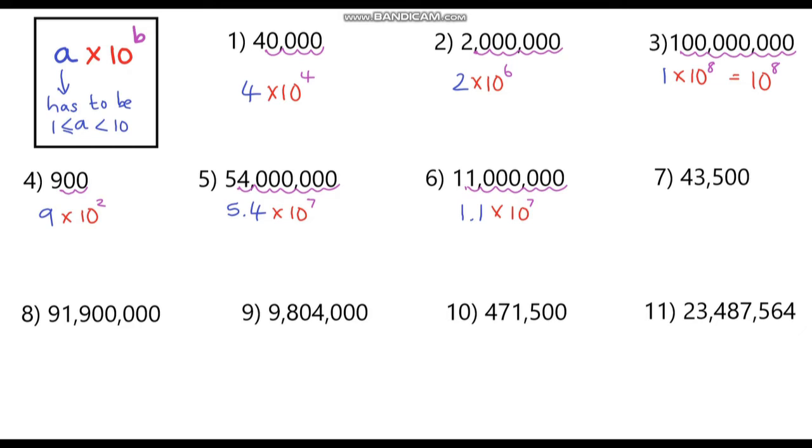Okay, question 7 is 43,500. So in order to use all of the digits, our base number is going to be 4.35 this time. We're going to 2 decimal places.